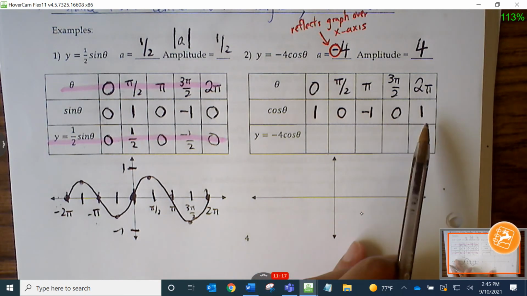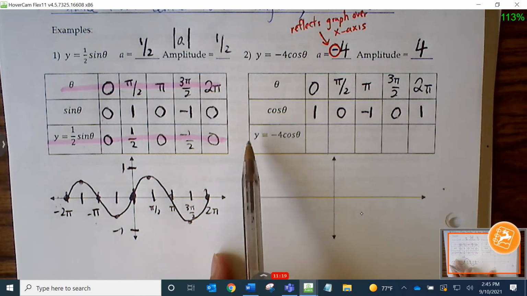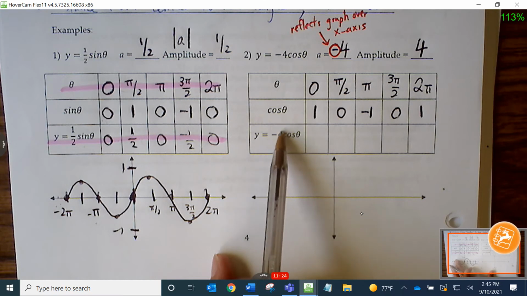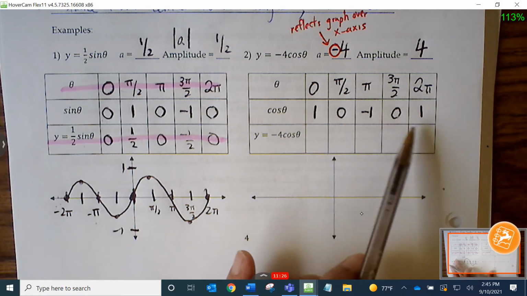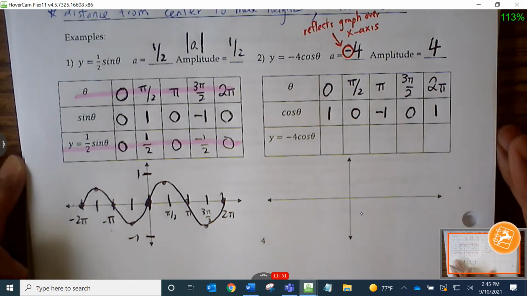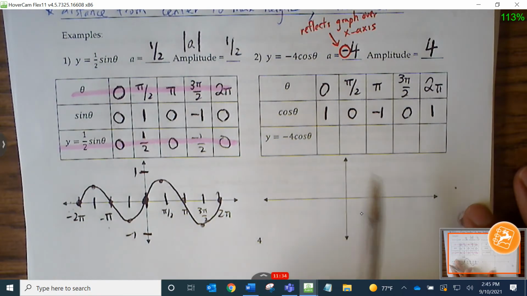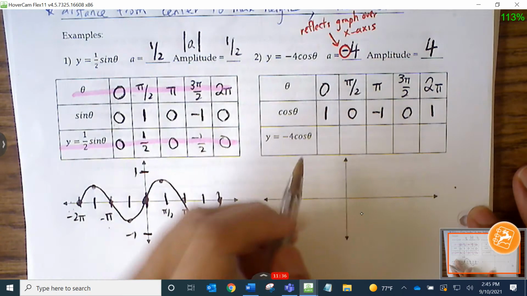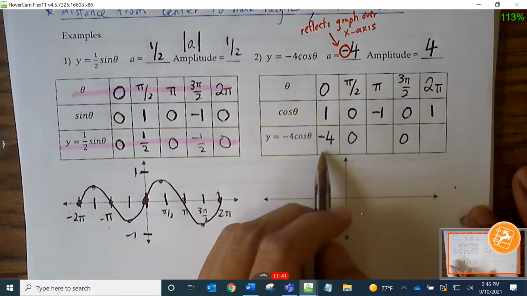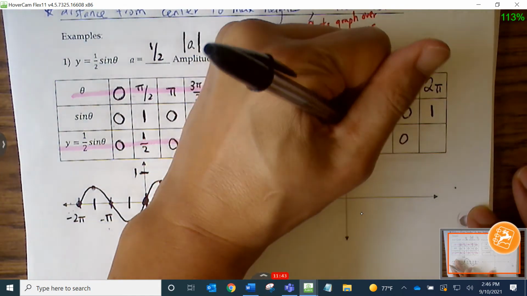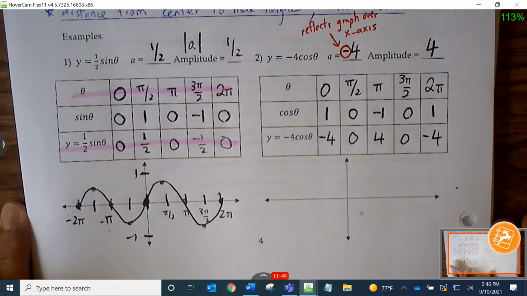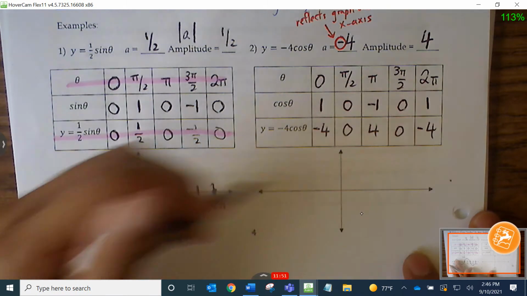So all we're going to do is we're going to take our parent graph and do what with it? Multiply by negative 4, right? So that a value is going to adjust for the change and is going to force a change in the shape of our graph. And it's also the reflection of our graph. Okay, so negative 4 times 1 is negative 4. Anything times 0 is 0. Negative 4 times negative 1 is 4. And negative 4 times 1 is... Okay, subintervals.